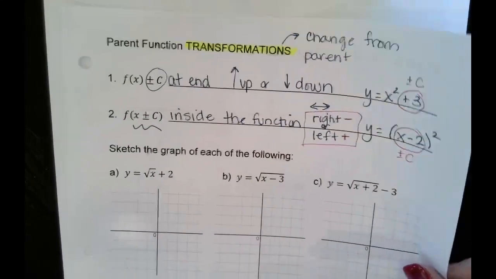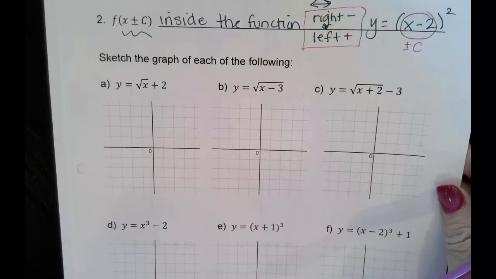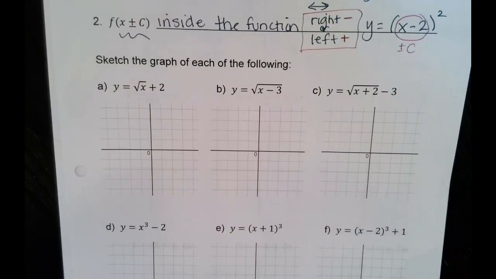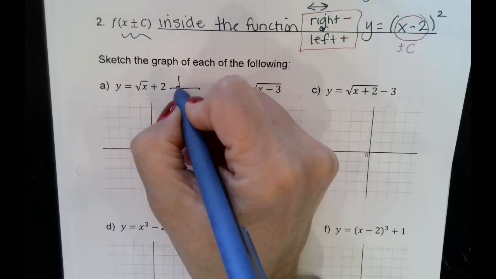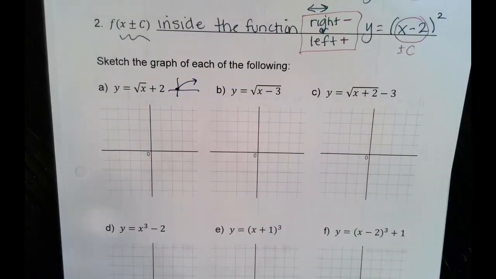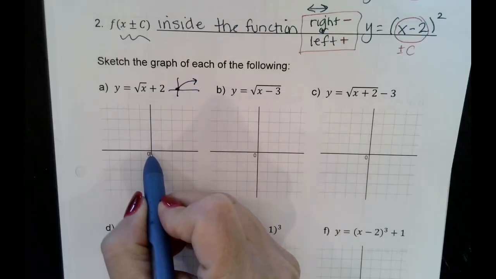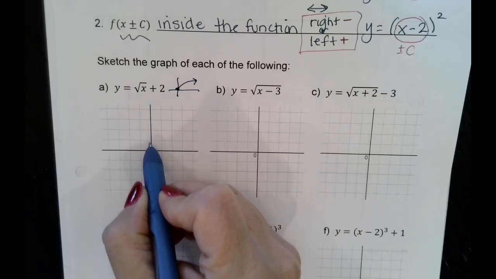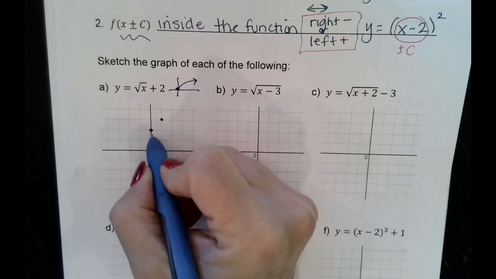What's new is now we're going to throw in all of the different functions. So we'll start with 2 that we haven't done. So we're going to start with the square root function. So we know that our general square root function looks like this. That's my general square root function. So now all that's happening is I'm moving up 2. So if I start at 0, 0 on my parent function, I'm going to move up 2, and my next point is going to be this point.